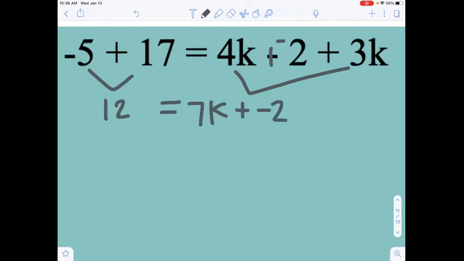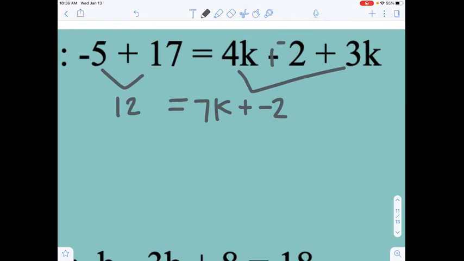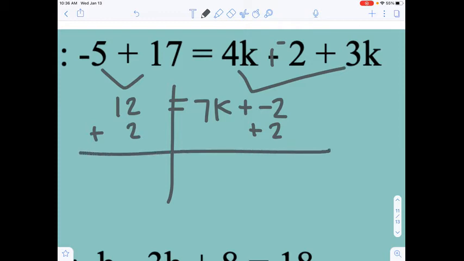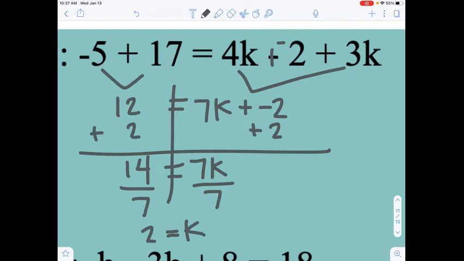Now that I've combined like terms, I want to get rid of my constant. My constant is -2, so I'm going to add 2 to both sides. -2 and +2 cancel, so I'm left with 7k equals 14. Now to get rid of my coefficient, it's 7 times k, so I'm going to divide this side by 7, which means I have to divide this side by 7. And I'm left with 2 equals k.